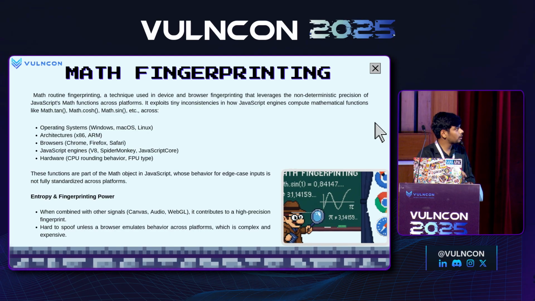Then comes the math fingerprinting. So math fingerprinting basically uses how your browser and your devices actually process mathematical functions. So it uses floating point precision variations. Different processors, operating systems, and browsers will create slight variations in how they actually process those mathematical functions. Those variations can be in rounding behavior, in precision handling, in edge case results, in subnormal number handling.